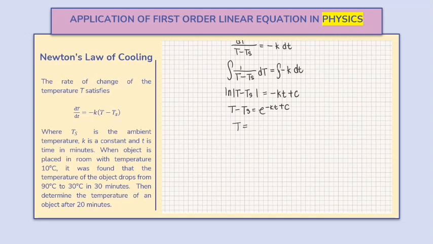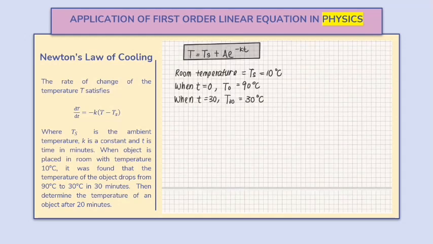Finally, we will get T equals Ts plus A e to the power of minus kt, where A is equal to e to the power of C. So we will get a new equation in order to find the temperature, that is Ts plus A e to the power of minus kt. According to the question, we know that the room temperature Ts equals 10 degrees Celsius. When time is 0, the temperature is 90 degrees Celsius. When time is 30, the temperature is 30 degrees Celsius.